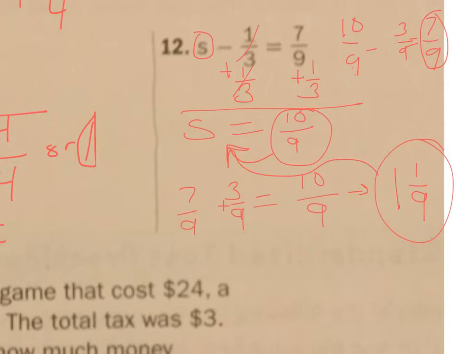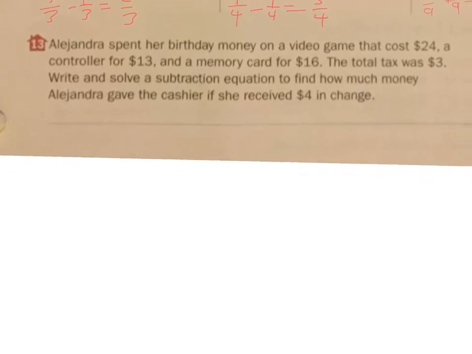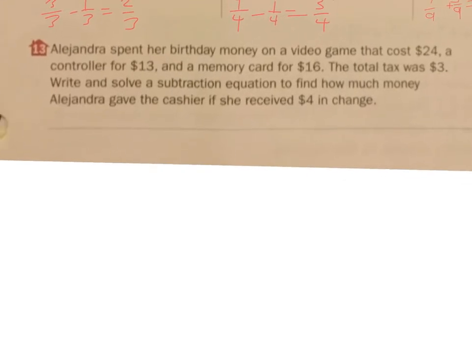Okay? All right. Let's shrink a little bit. Come down here and do this next word problem. Number 13. Alejandra spent her birthday money on a video game, cost 24, a controller 13, and a memory card for 16. The total tax was $3. Write and solve a subtraction equation to find out how much money Alejandra gave the cashier if she received $4 in change. Okay, so I need to add all these things up because I need to figure out how much she spent.